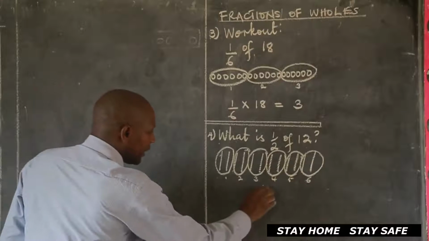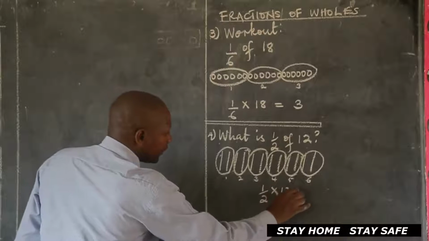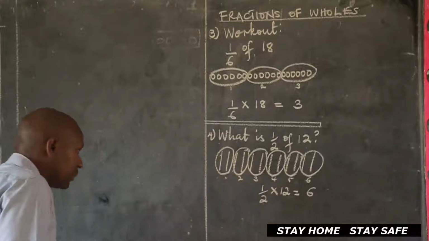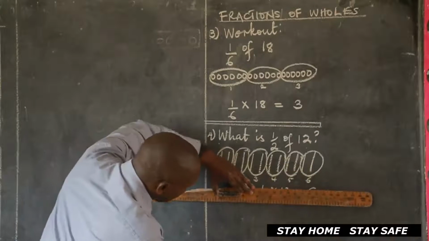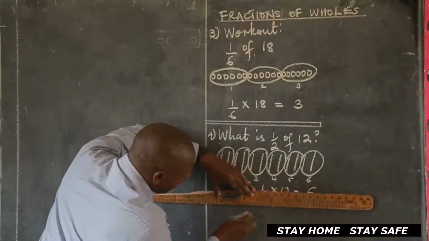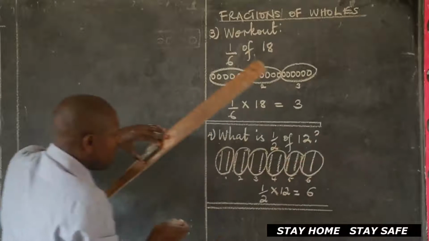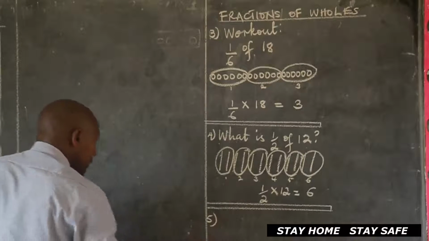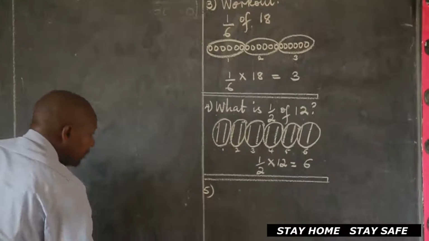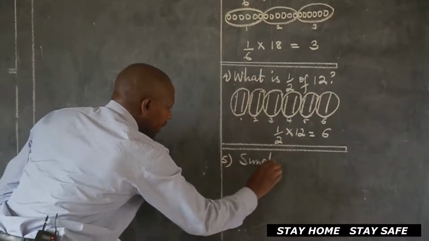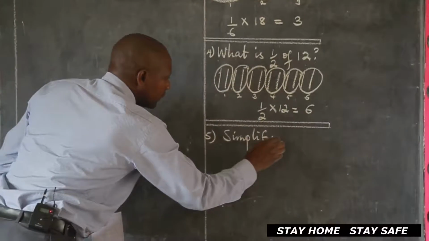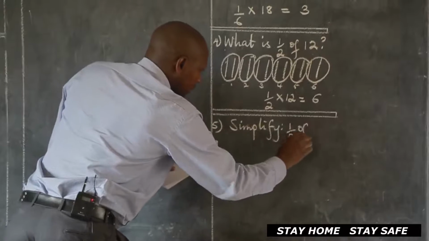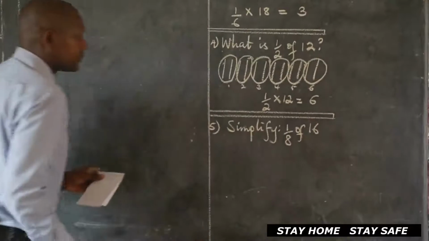Good. So we shall have a half times 12. The answer is the number of groups we have formed. And this is 6 of them, okay? Hope you are following and you are observing exactly what you have in your work. Okay? Let's go to number 5, which was telling us to simplify. And what were we simplifying? It is 1/8 of 16.